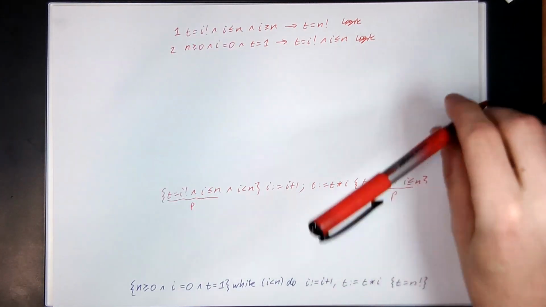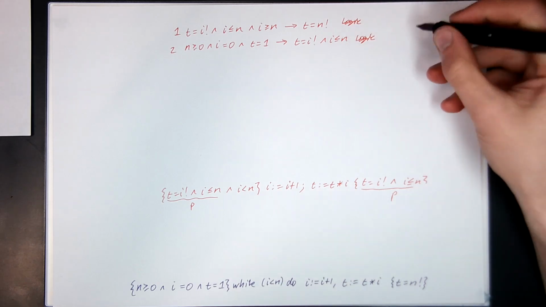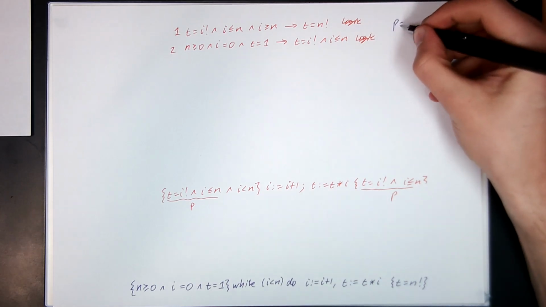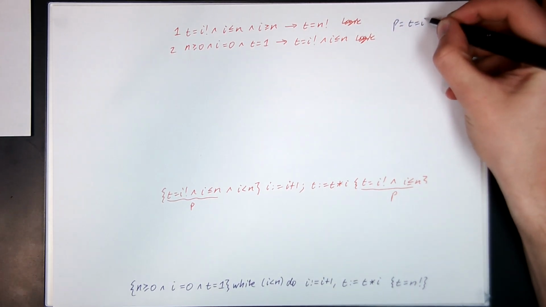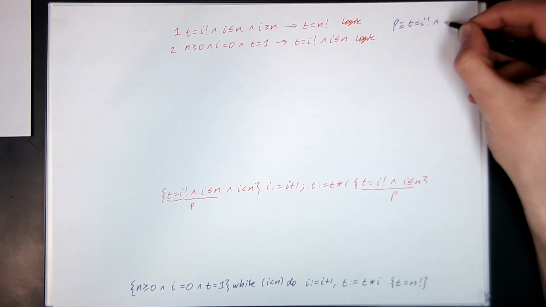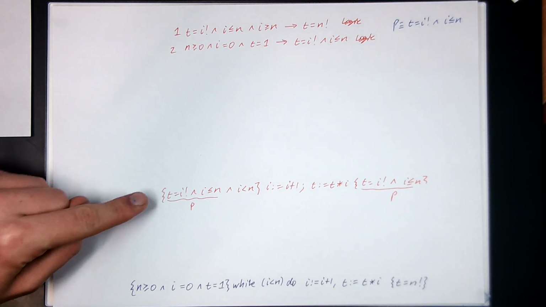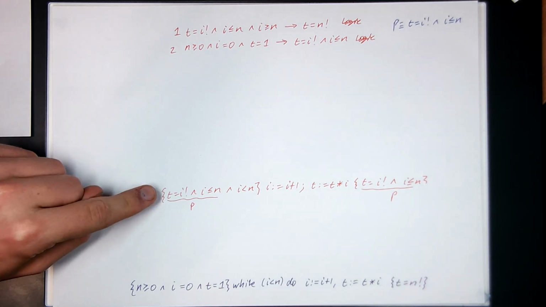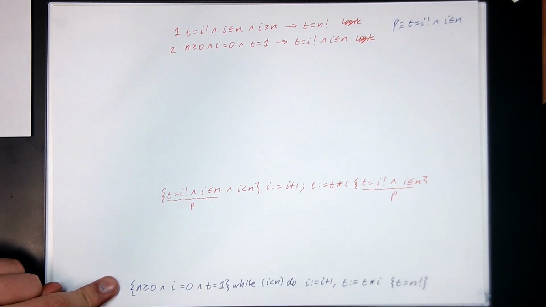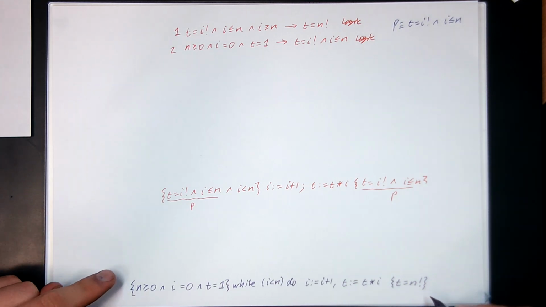Okay, so maybe to keep track, I should just write in the corner what P is so we don't forget. So what was P? P was T equals I factorial, and I is less than or equal to N. Cool. So now I've got that so we don't forget. So I need to both prove this statement, and from this statement, try and get down to here. Okay, so we'll do this part first, that's the easy part.